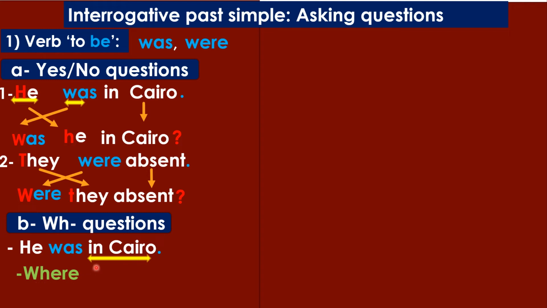And I'm going to do the same thing, I mean with regard to the inversion. So he was is going to be was he. So where was he? Where was he? And I'm going to have the question mark. So he was in Cairo. Where was he? He was in Cairo.